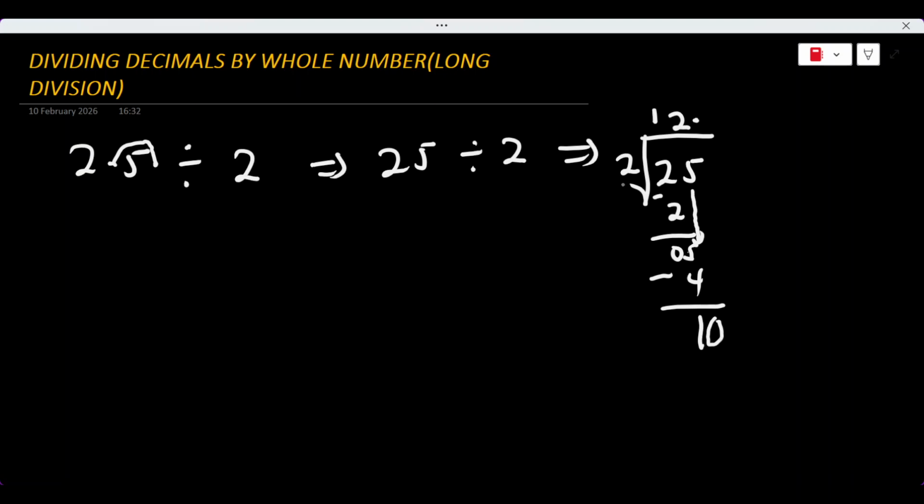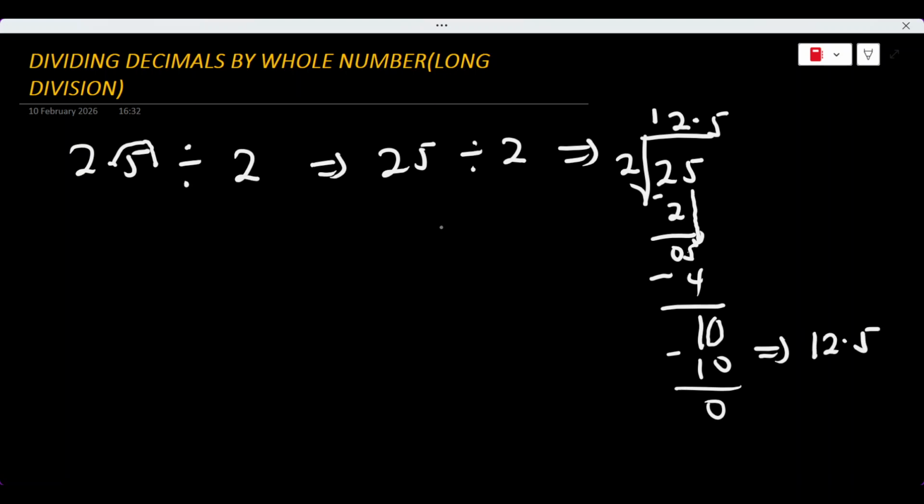So you ask yourself, how many times will 2 go into 10? We have 5 times. 2 times 5 is 10. So 10 minus 10 is 0. And the moment you have 0 as your remainder, it tells us that we are done with our long division problem. So we have 12.5.